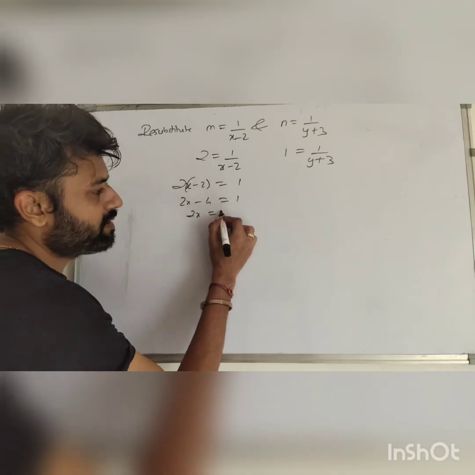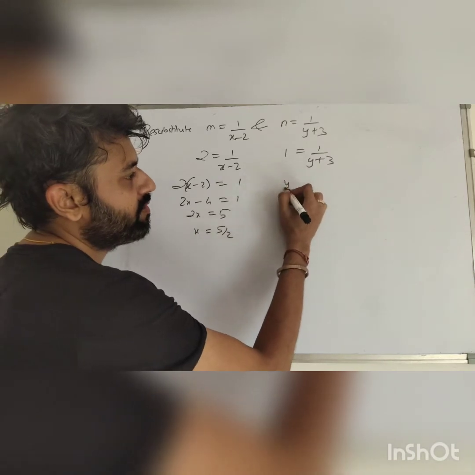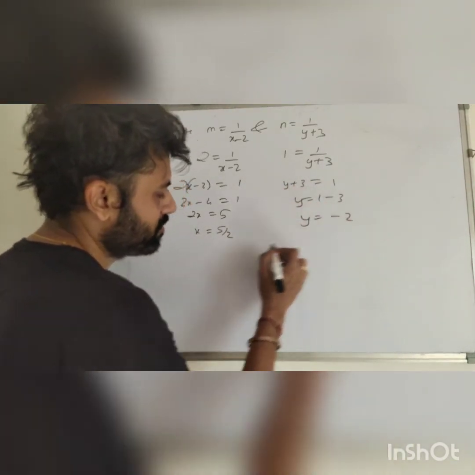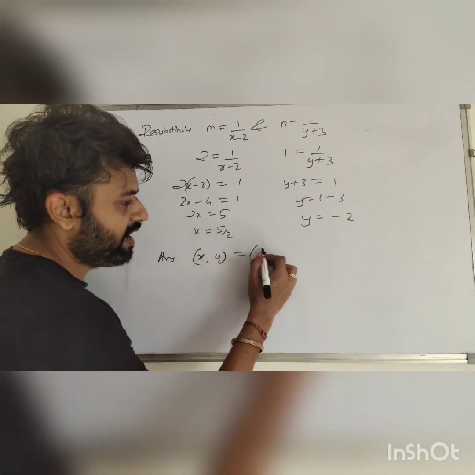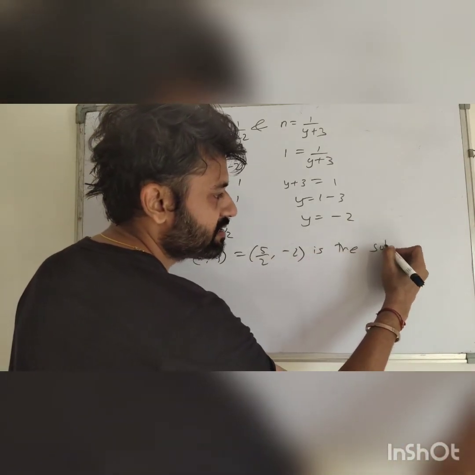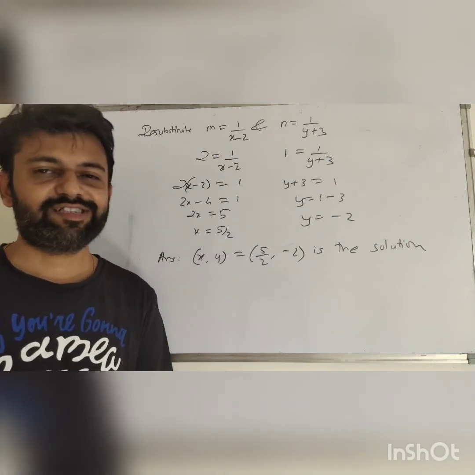2x is equal to 1 plus 4, that is 5. x is equal to 5 upon 2. Here y plus 3 will be equal to 1. y is equal to 1 minus 3. y is equal to minus 2. And your answer is x comma y is equal to 5 upon 2 comma minus 2, which is the solution. If you want, you can write further of the given equations.